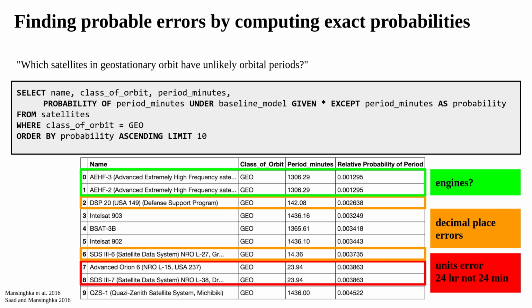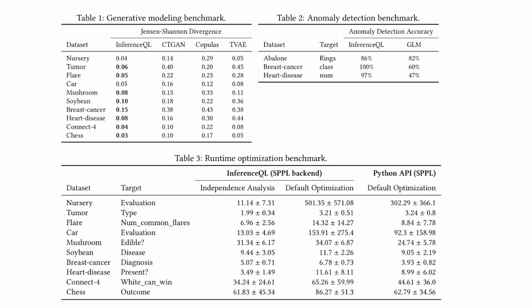Now, the unlikely results that pop up could be due to satellites having engines in green, or due to data entry errors. For example, in red, we see a value near 24. Likely, this is a unit error, and hours were reported instead of minutes. In orange, we suspect decimal errors, on the other hand. In our workshop paper, we show preliminary quantitative results from experiments comparing InferenceQL's modeling accuracy to generalized linear models, variational autoencoders, and generative adversarial networks.